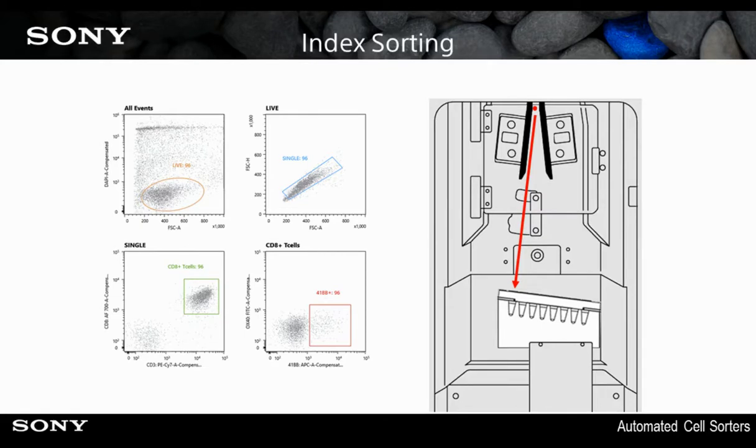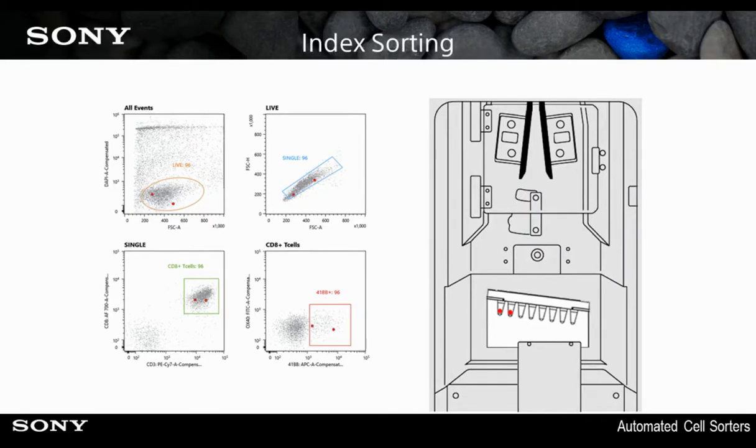Let's go back to the index sorting and look at how it works. If a cell satisfies a sorting criteria, the instrument will place the droplet with that cell in it into the well. There is 1 cell, 2 cells, 3 cells, and so on and so forth.